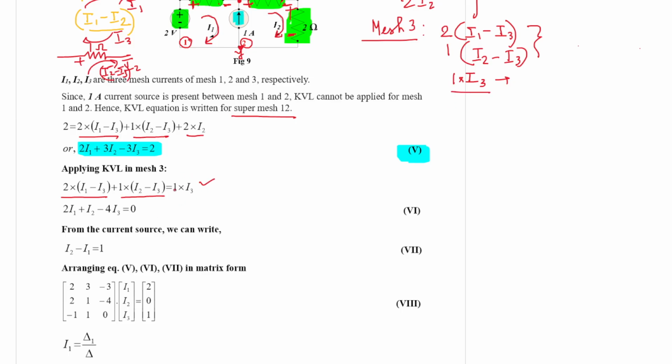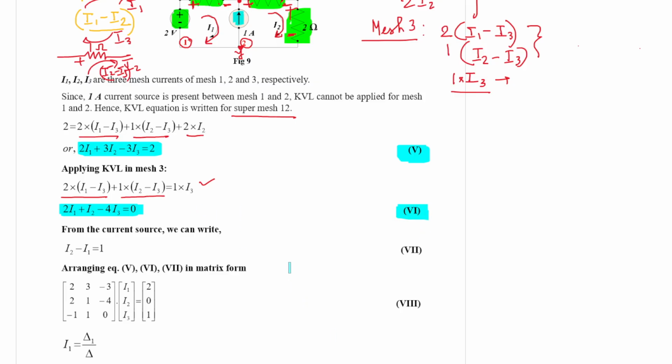Then on the other side of the equation, if you solve, we will get an equation like this, equation 6.